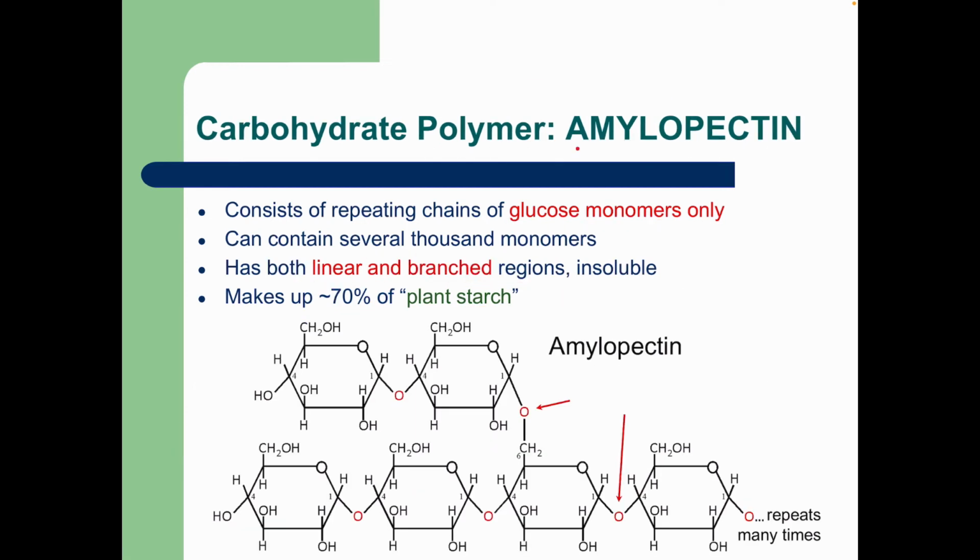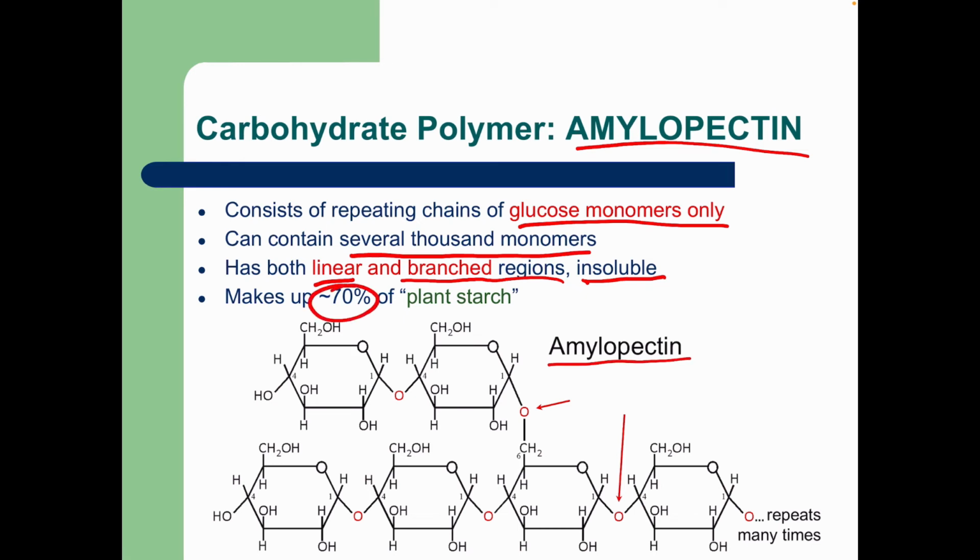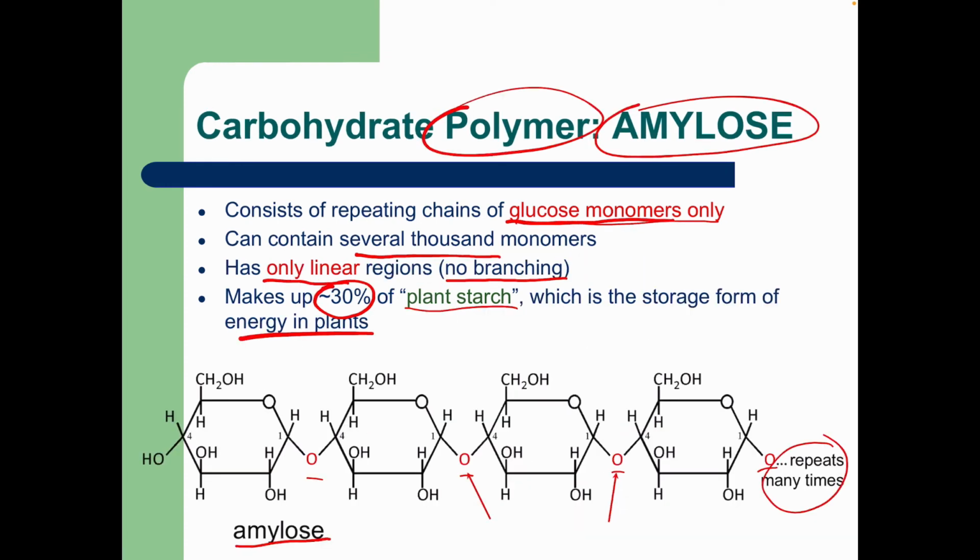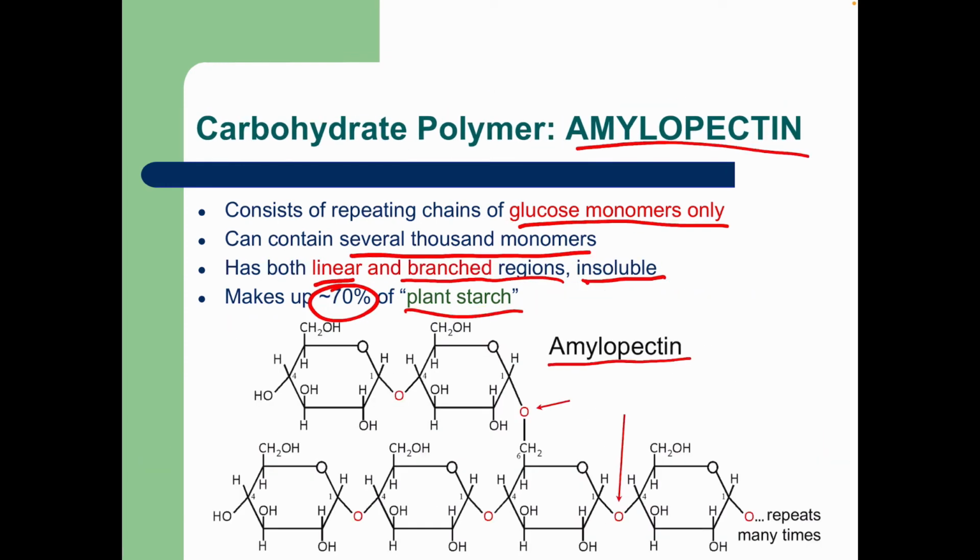Next one is amylopectin. Amylopectin consists of repeating chains of glucose monomers as well. It contains several thousand monomers, so it's quite big. It has both linear and branched regions, and is insoluble. So keep that in mind. Again, it makes up 70% of plant starch. So we had 30% composed of amylose, while the rest, approximately 70%, is amylopectin.